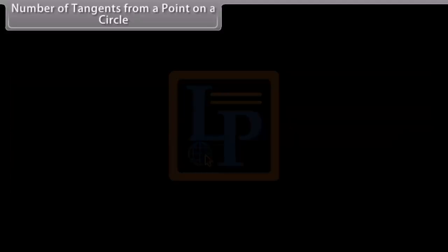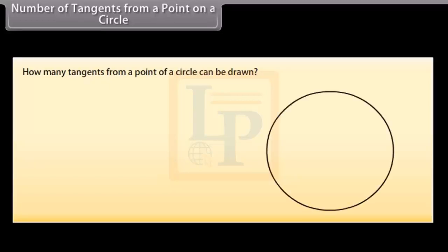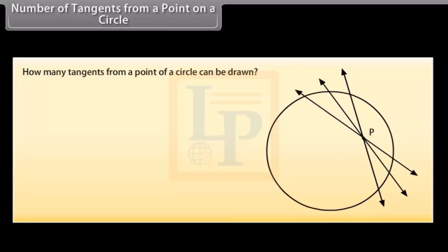Number of tangents from a point on a circle. Can you guess how many tangents from a point of a circle can be drawn? Let's perform an activity to check this out. Draw a circle on your notebook. Now take a point P inside it. Draw lines through this point.